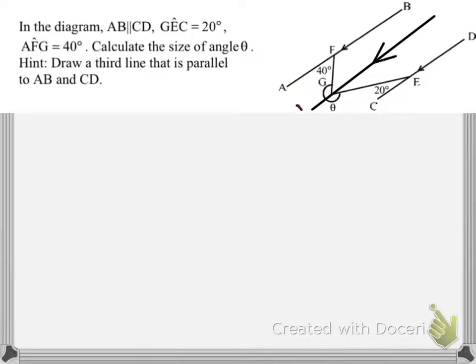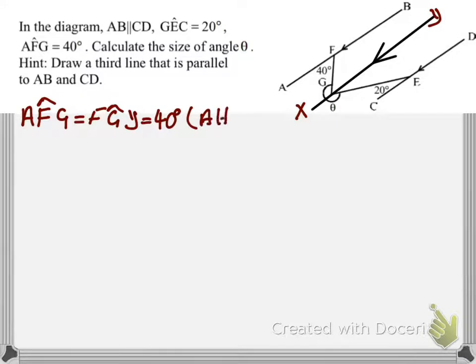Let's move on. In this case, you can see that here I am given a situation, right? So in this situation, to figure out that suspending angle there, I have to be creative. I will draw another parallel line to figure that one out. Once I do that, I label it line XY, and then I can say angle AFG is equal to angle FGY. Both are equal to 40 degrees.